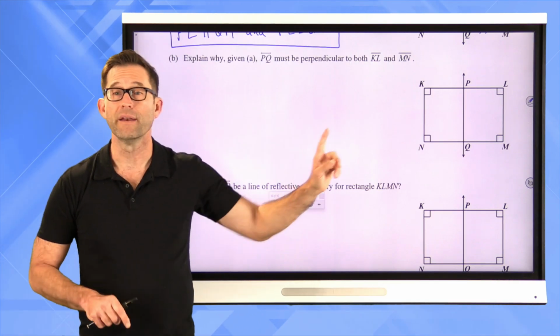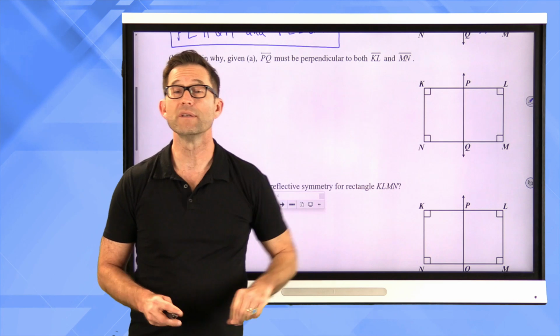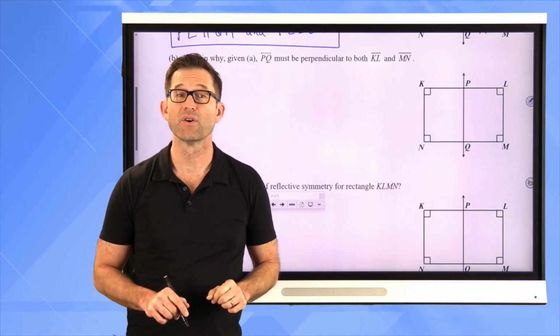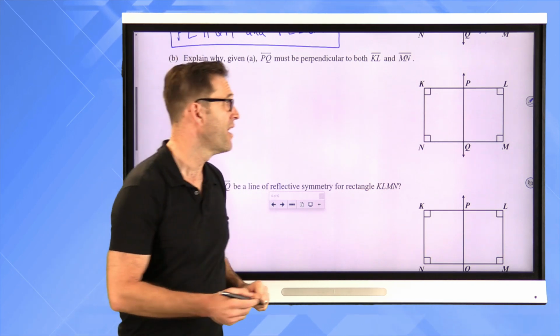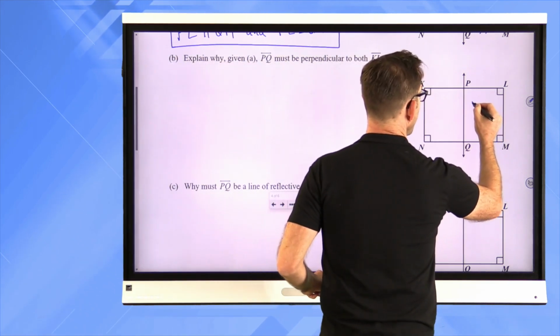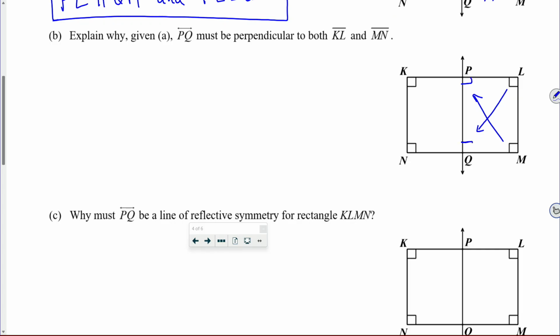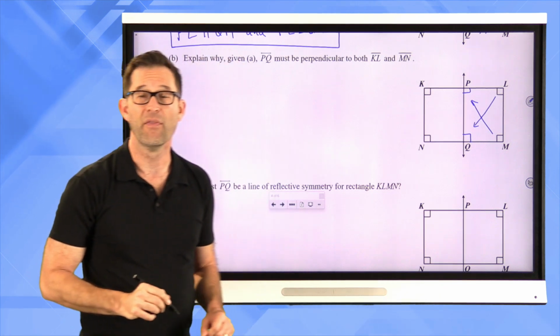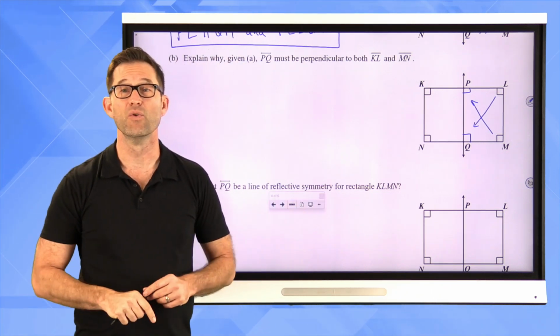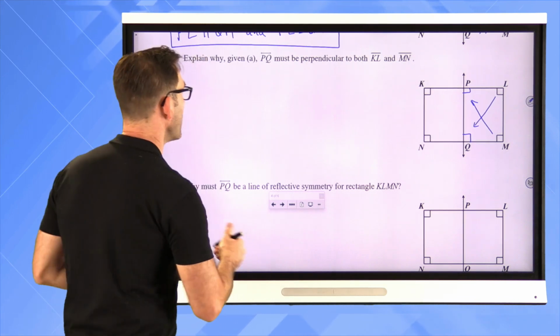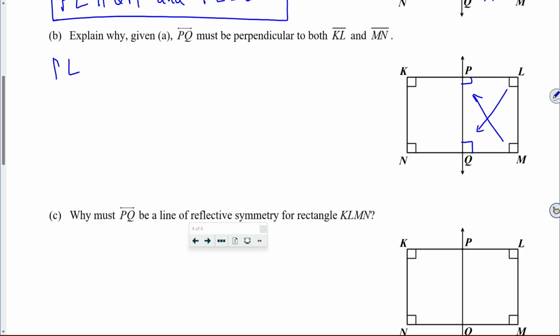Well, keep in mind, PLMQ is a parallelogram, and in a parallelogram, opposite angles are congruent. And since opposite angles are congruent in a parallelogram, that must be a 90 degree angle and that must be a 90 degree angle. And therefore, PQ must be perpendicular to both KL and MN. Let's get that down. PLMQ is a parallelogram.